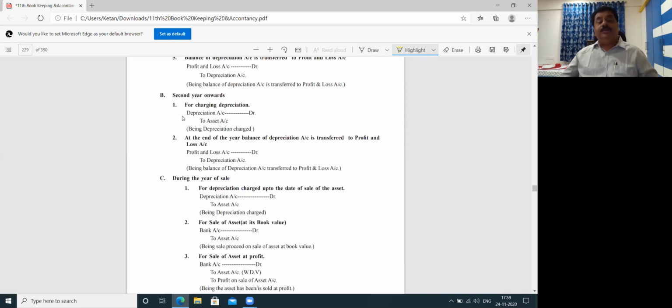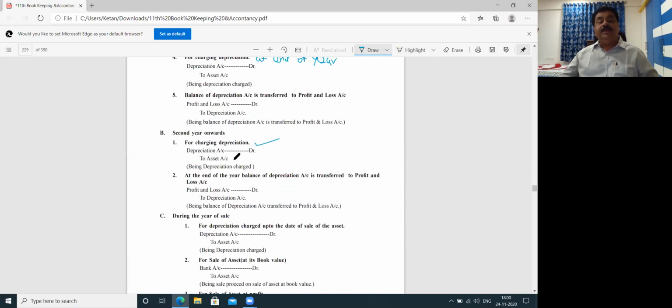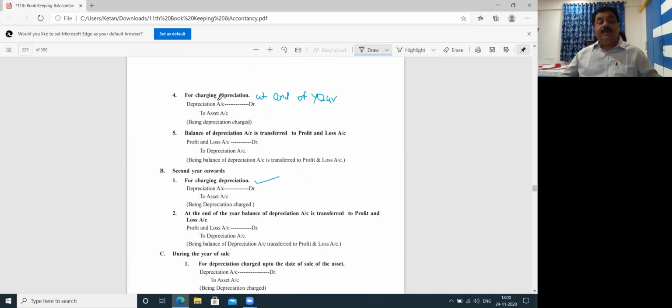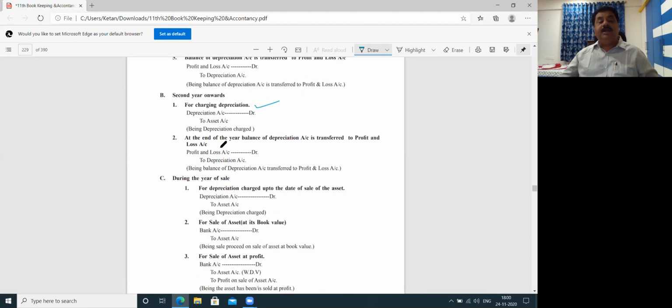Now from the second year onward, for charging depreciation, again at the end of the year, please write here, at the end of the year. Again, depreciation account debit to asset account and profit and loss to depreciation. You can see the entries are the same. These two entries, and these entries will be the same.